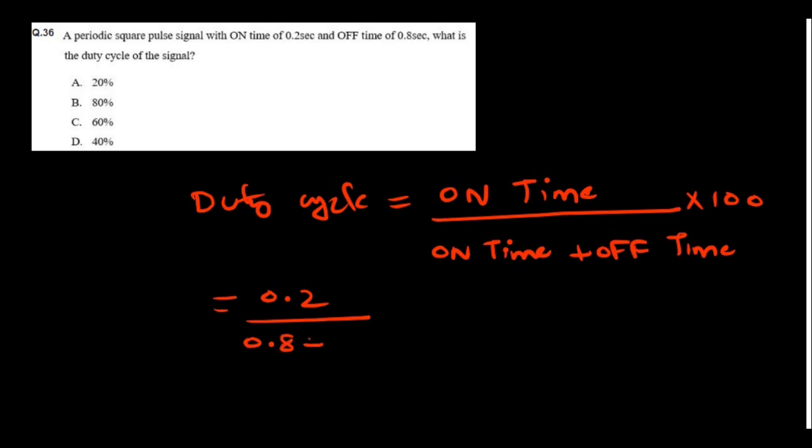0.2 is the on time, multiplied by 100. How much will come? 0.2 upon 1 multiplied by 100. So it is 20%. So 20% is the answer.